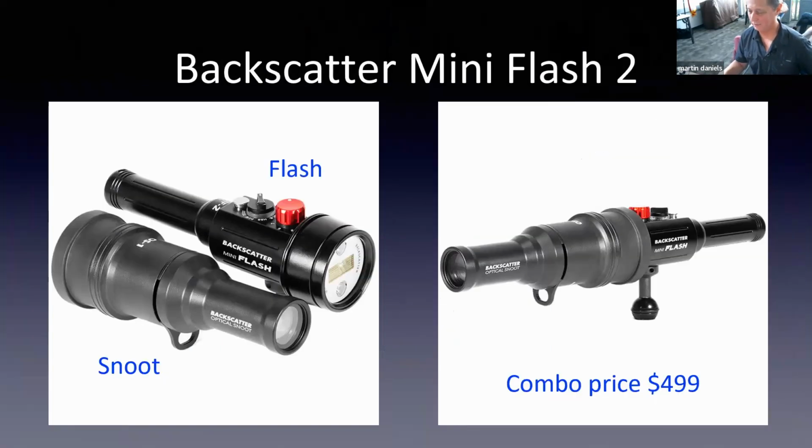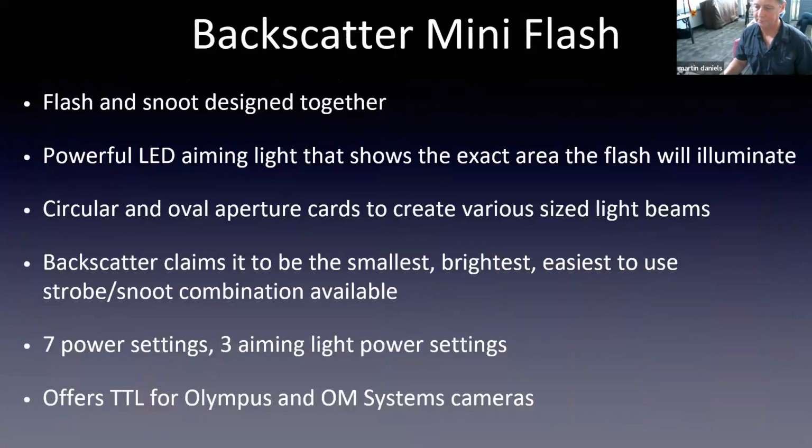But what has worked out well for me is this guy, Backscatter Mini Flash. They actually just came out with the Mini Flash 2. I still have Mini Flash 1. I have it over here if anybody wants to see it. But they make it really easy. It's a flash and snoot designed from the beginning to be used as one package. Okay, it's not a strobe and somebody built something to go on the strobe randomly. It was built together with this intention. And it works very well.